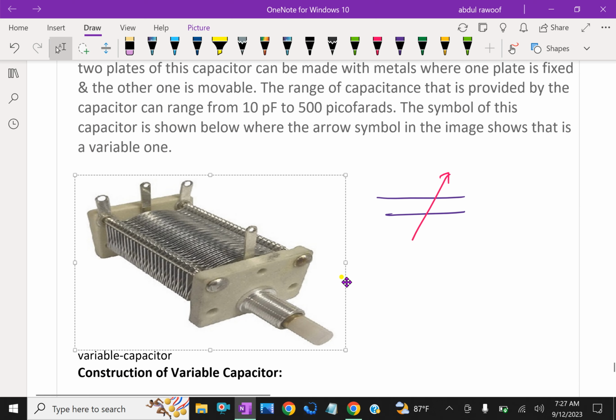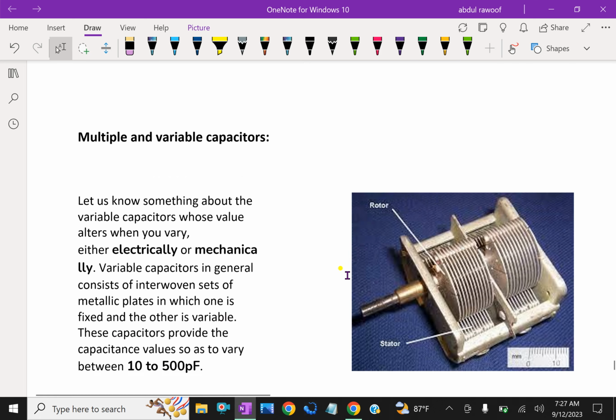So far we discussed about different types of capacitors and their capacitance.